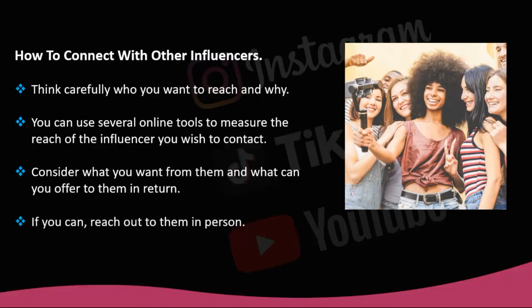If you can, reach out to them in person. Attend the same events as them. Book a personal appointment if necessary. There's something special about face-to-face communication and the connection it creates that can't be replaced. You can use that in your favor.